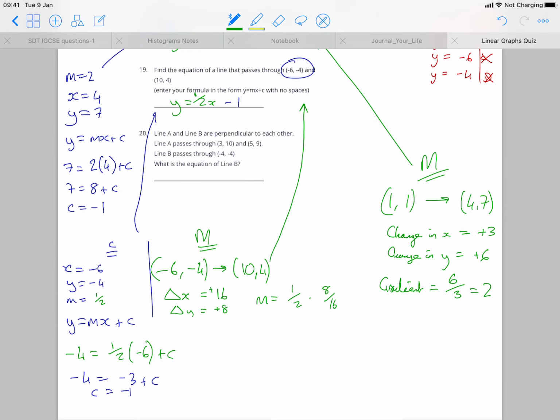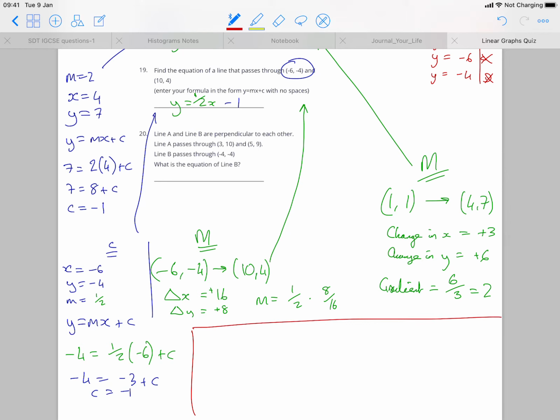Okay, after that embarrassment, let's do the last one. Running out of room, but we'll make it work. Same process again, so find the gradient first. The gradient of the first line, line A: m is going to be equal to, well, we've gone up 2 on the x-axis and down 1 on the y-axis. So the gradient is negative a half, because we went from 3 to 5, which is 2, and 10 to 9, which is negative 1.